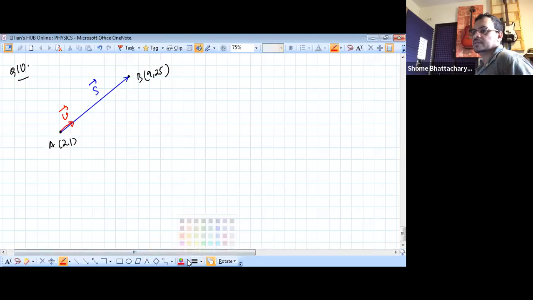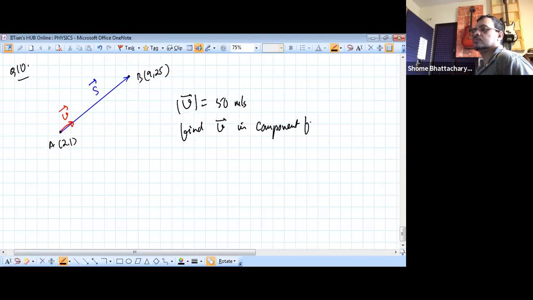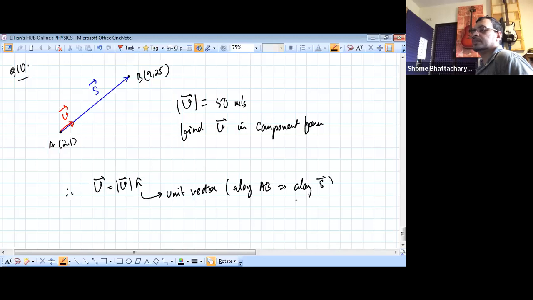Now it is given to us that the velocity has a magnitude of, how much is it? 50 meters per second. We want to find the velocity in component form. So what we have to do here is express the velocity as its magnitude times some unit vector. This is the unit vector, and it should be along AB, in other words, along the displacement vector. So that's how you do it.